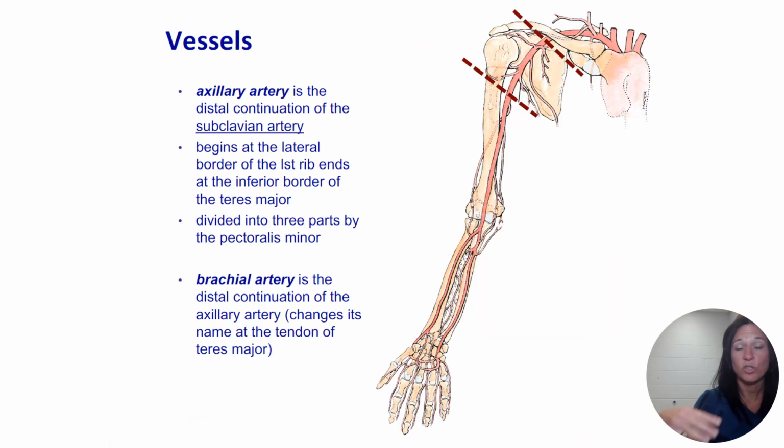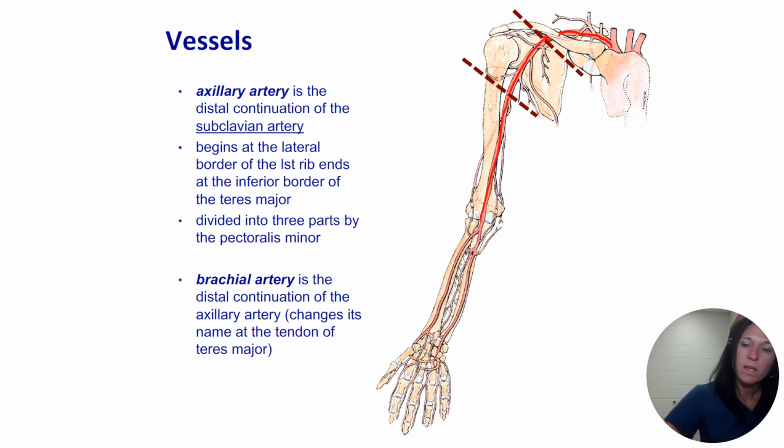Moving on to the vasculature within the axilla, very appropriately named, we have the axillary artery. The axillary artery is the distal continuation of the subclavian artery. So once the subclavian artery, which we can see here, passes the lateral border of the first rib, it's going to change names and become the axillary artery. And it's going to be the axillary artery until it gets to the inferior border of teres major.